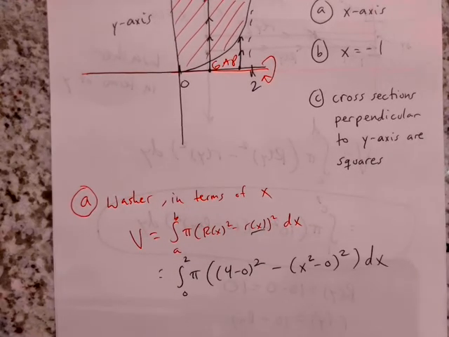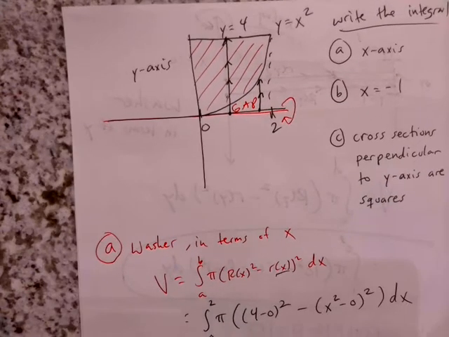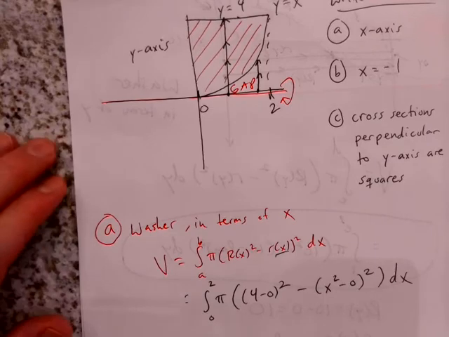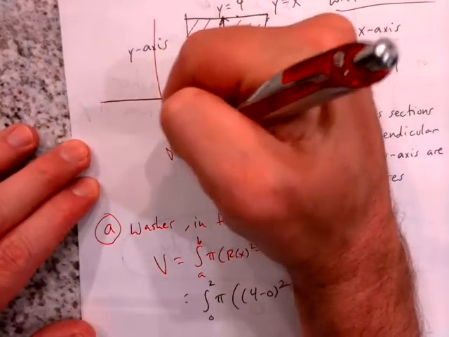And of course you could simplify it. That's just 16 minus x to the 4th. But I'm not going to. That's the answer. Part B is actually also the washer method. I should have made one of these the disk method. Oh well. So x equals -1 is the axis of revolution.